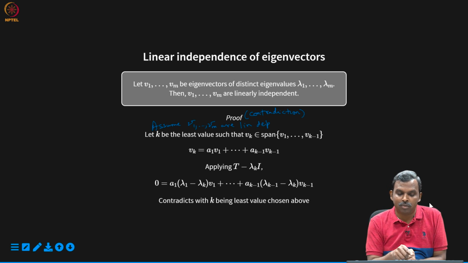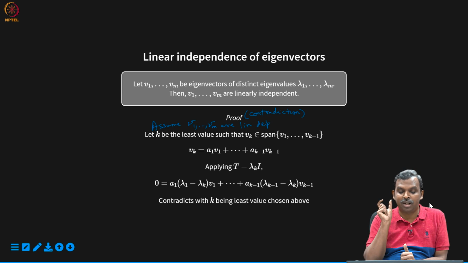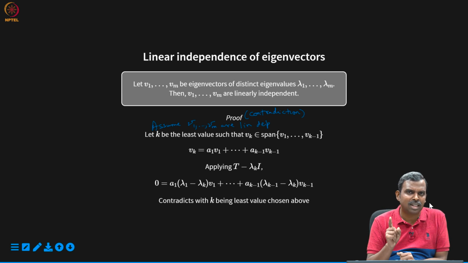So now what does it mean? Vk is a linear combination of V1 to Vk minus 1. Now I know all these are eigenvectors, not regular vectors. If they were regular vectors, I couldn't do more, but they are eigenvectors. So notice what I am applying: T minus lambda k I. That operator is very powerful, and an interesting operator, by the way. I'm operating on both sides. What will happen to the left hand side? It will go to 0. What will happen to the right hand side? You will get this form that I have here.